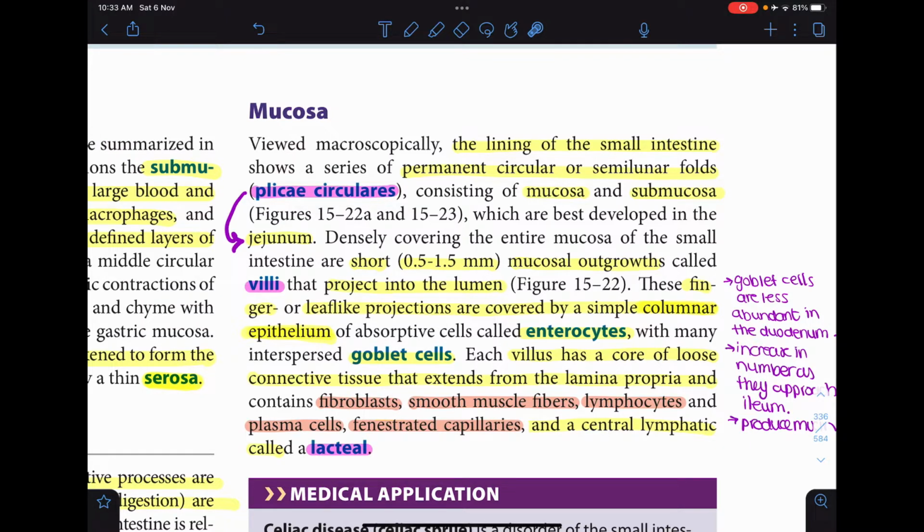So عندنا plicae circularis responsible for increasing the surface area. عندنا كمان villi which is also responsible for increasing the surface area. The villi projects into the lumen. It is a mucosal outgrowth. It's short. It has a finger-like or leaf-like structure. And it's covered by a simple columnar epithelium of absorptive cells called enterocytes with goblet cells interspersed between them. They have a core of loose connective tissue extending from the lamina propria, containing fibroblasts, smooth muscle fibers, and so on.